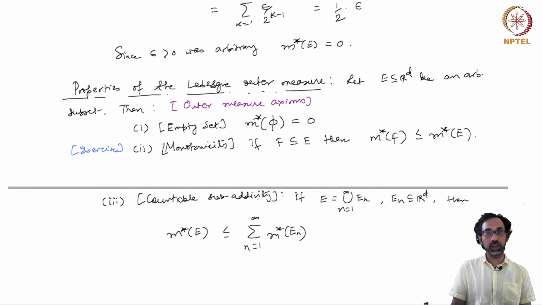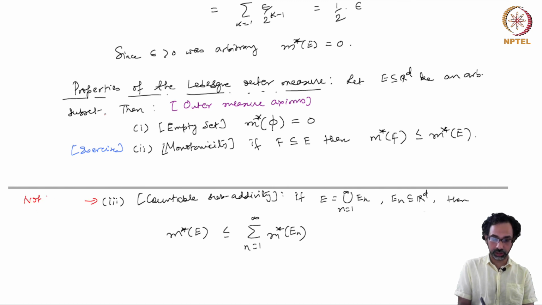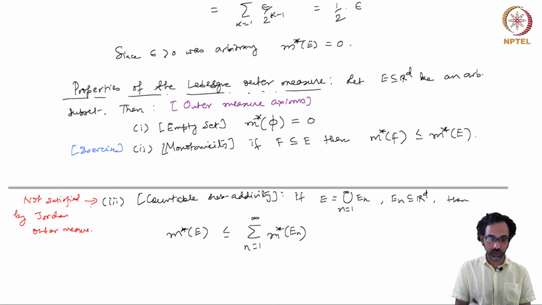Note that the Jordan outer measure is not an outer measure with respect to these axioms, because this countable subadditivity is not satisfied by the Jordan outer measure, because it only satisfies finite subadditivity. So in that sense, even though we are using the term Jordan outer measure, it will not be an outer measure in the abstract sense when we define the concept of outer measures on abstract measure spaces.